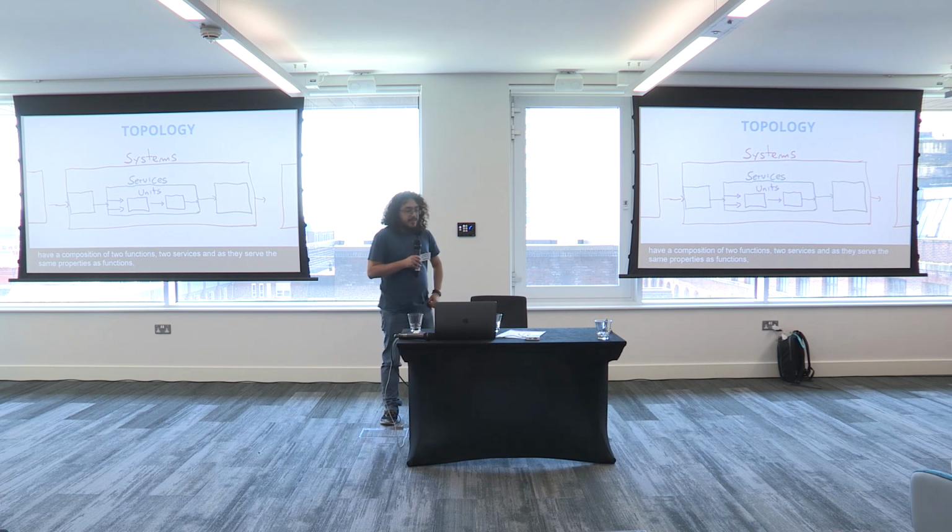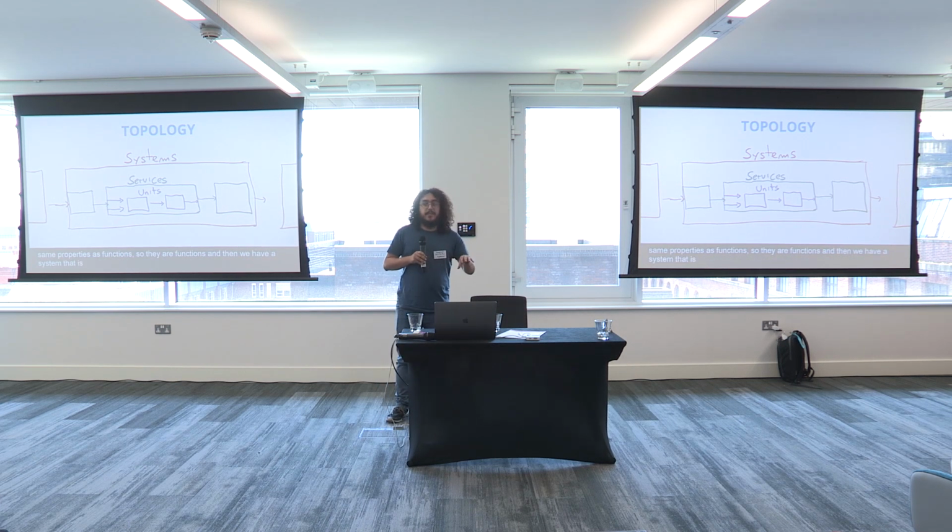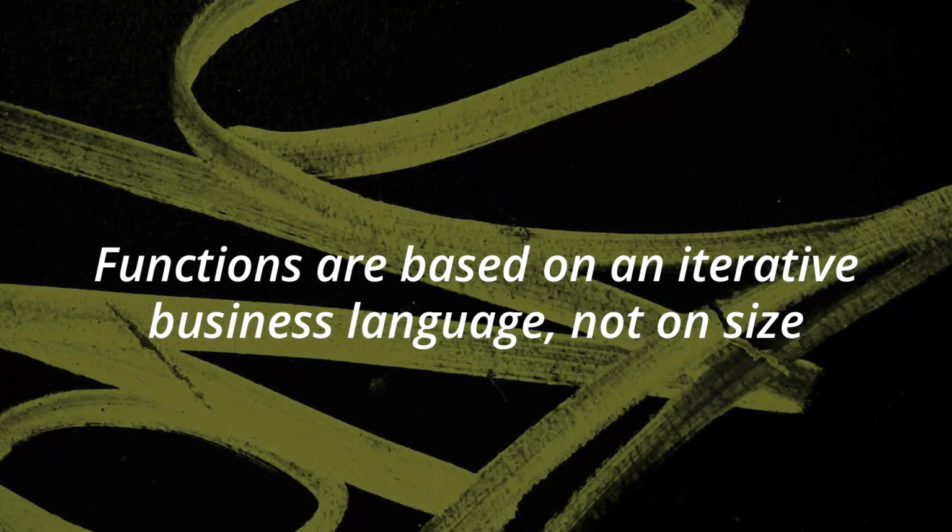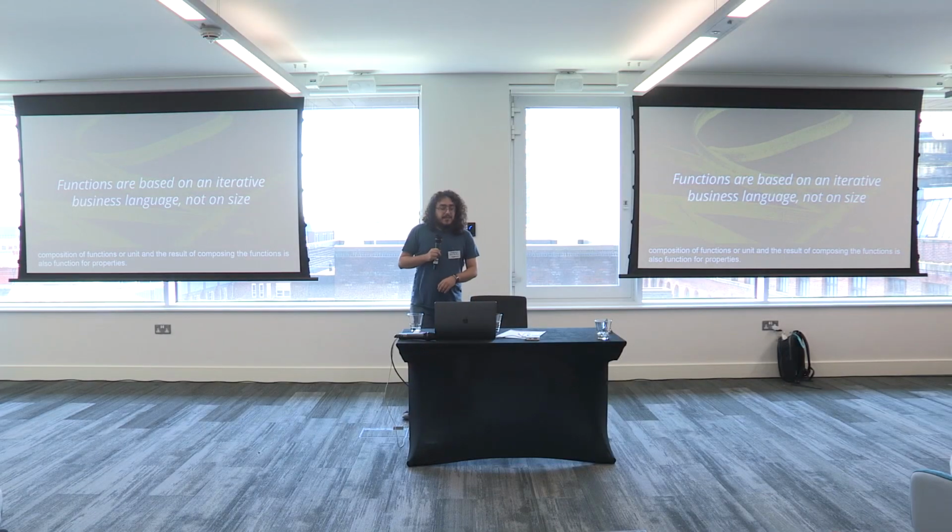And then we have systems that are a composition of services. Our product, that is just exporting listings from one platform to another, is a system. It has 3 services. And then we realized that systems are that composition of services, and services are just a composition of functions or units. And the result of composing functions is also a function, by property. So it simplified our architecture a lot, after a long time.